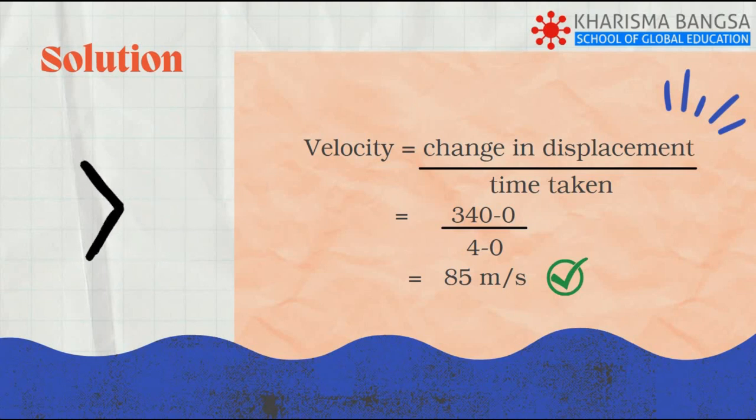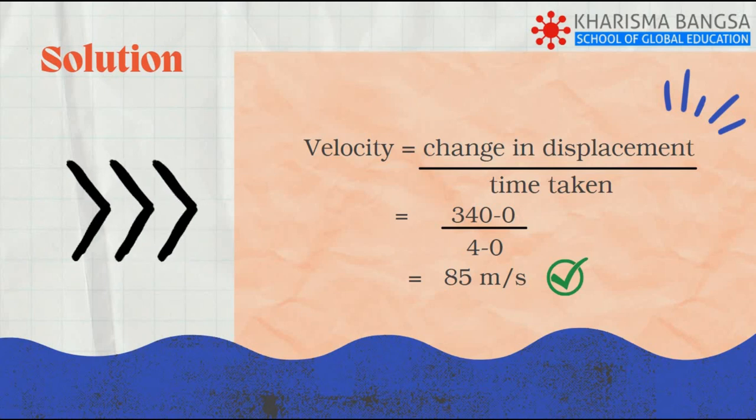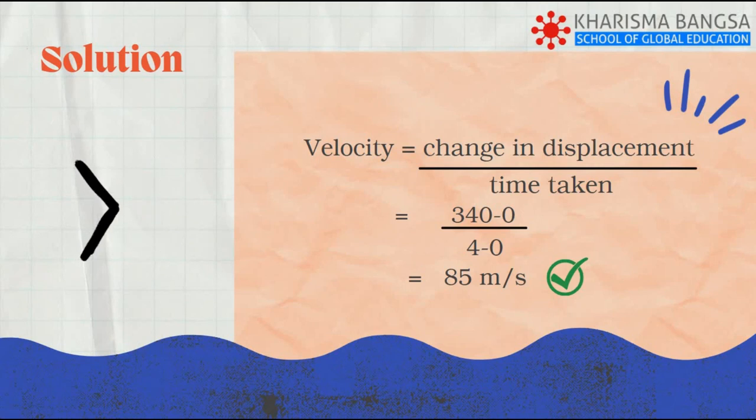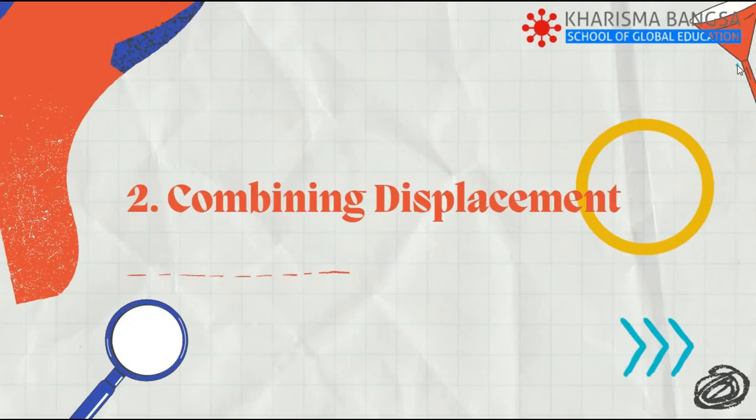Before we try to solve this type of question, we should know, of course, the formula of velocity, which is displacement, or change in displacement, divided by time taken. In the table, final distance and time taken are respectively 340 meters and 4 seconds, and both displacement and time taken started from 0. Thus, we just need to divide 340 by 4, which results in 85 meters per second. It's easy, right?